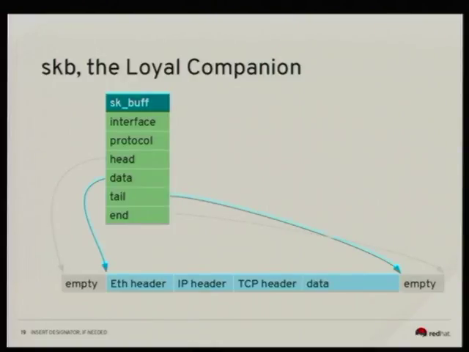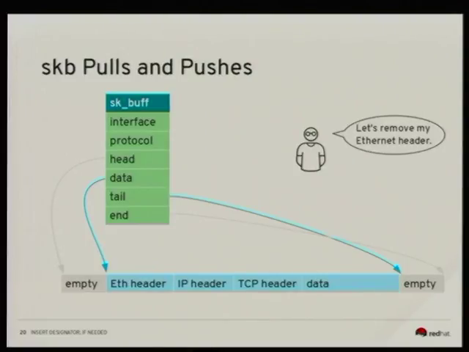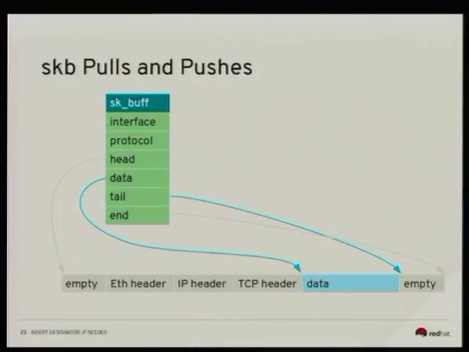Now, the two other pointers, data and tail, point to where the actual valid data begins and ends. So this is clear. The nice thing about this is that we can be very efficient in removing and adding headers. So let's see what happens when we need to strip the Ethernet header. We do just this. We move one pointer, nothing more. No data changes, nothing. When we want to add it back, we just move the pointer back. The data is still there. It's no problem. So we can remove more headers like that.